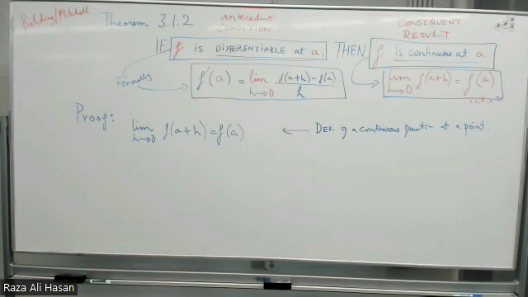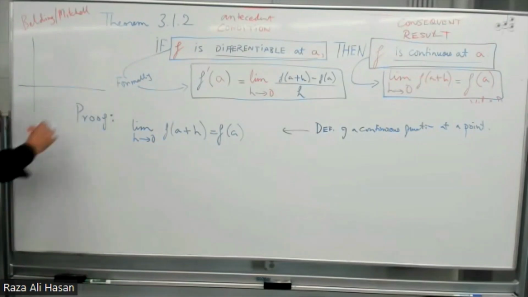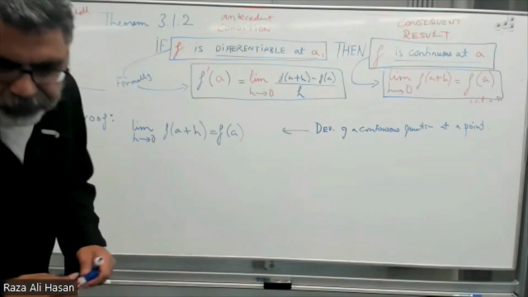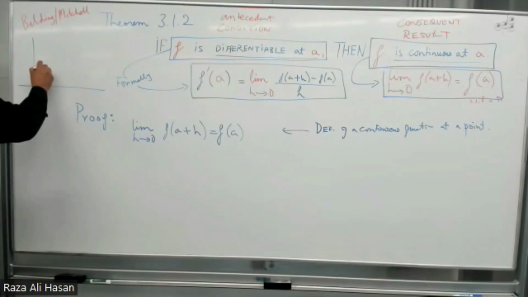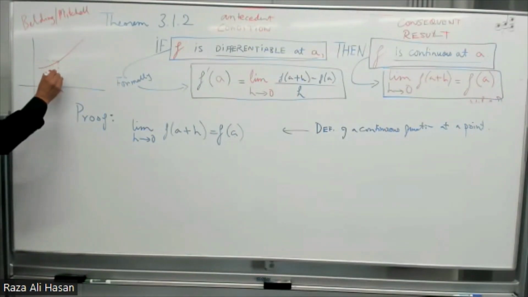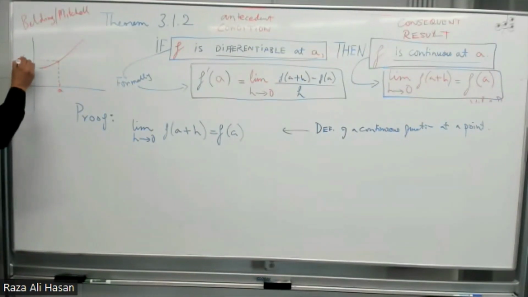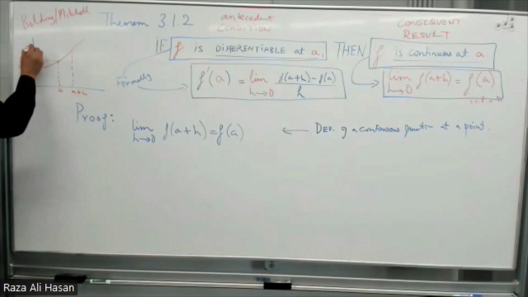Now, let's say we have a graph here. Let's draw a hypothetical graph. And we find out that here's our A, and let's see, this is our A plus H.